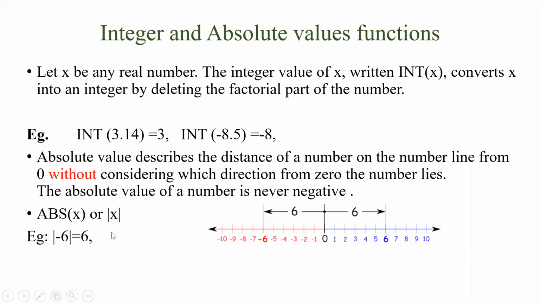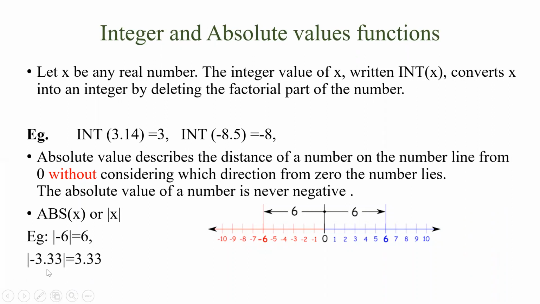So absolute value is indicated by two lines on either side of the number. You will be just ignoring the sign and then returning the number. Either you can use the ABS function with a signed number which is passed in brackets, or you can just use a double line.